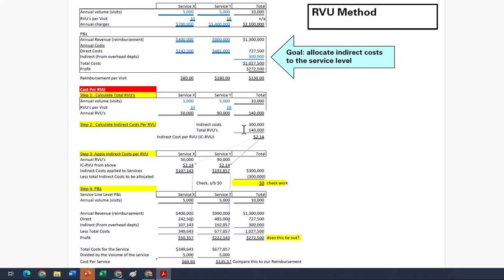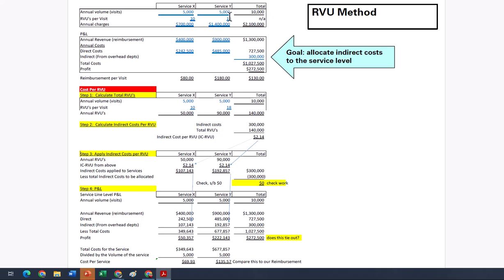So what we do here then is we're going to allocate it based on RVUs. We have our same indirect cost of $300,000, and we've said we have 140,000 RVUs that have been used, because we have RVUs per visit, right? So we have 5,000 times 10 and 5,000 times 18.